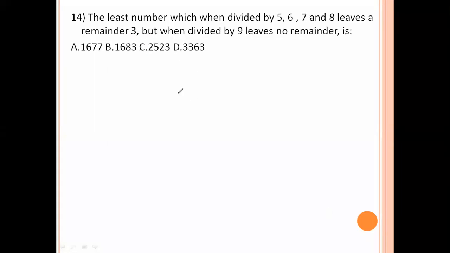Next. Find the least number which when divided by 5, 6, 7 and 8 leaves a remainder 3, but when divided by 9 leaves no remainder.